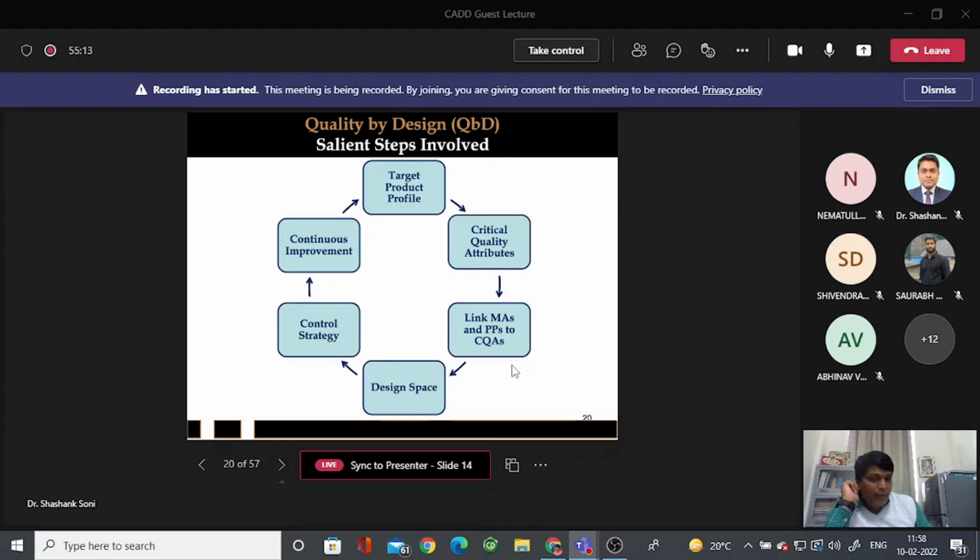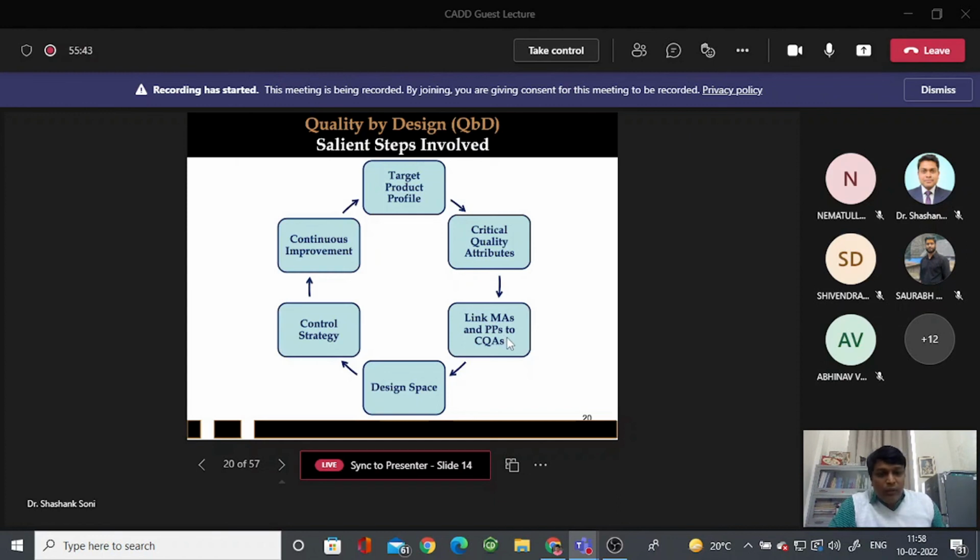Then what you are doing now, you have to link the material attributes. Material attributes means particle size of the drug, crystalline form of the drug, the type of the disintegrant you are using, the type of diluent you are using, the various properties of the lubricants and glidants. You have to link the material attributes with the process parameters.